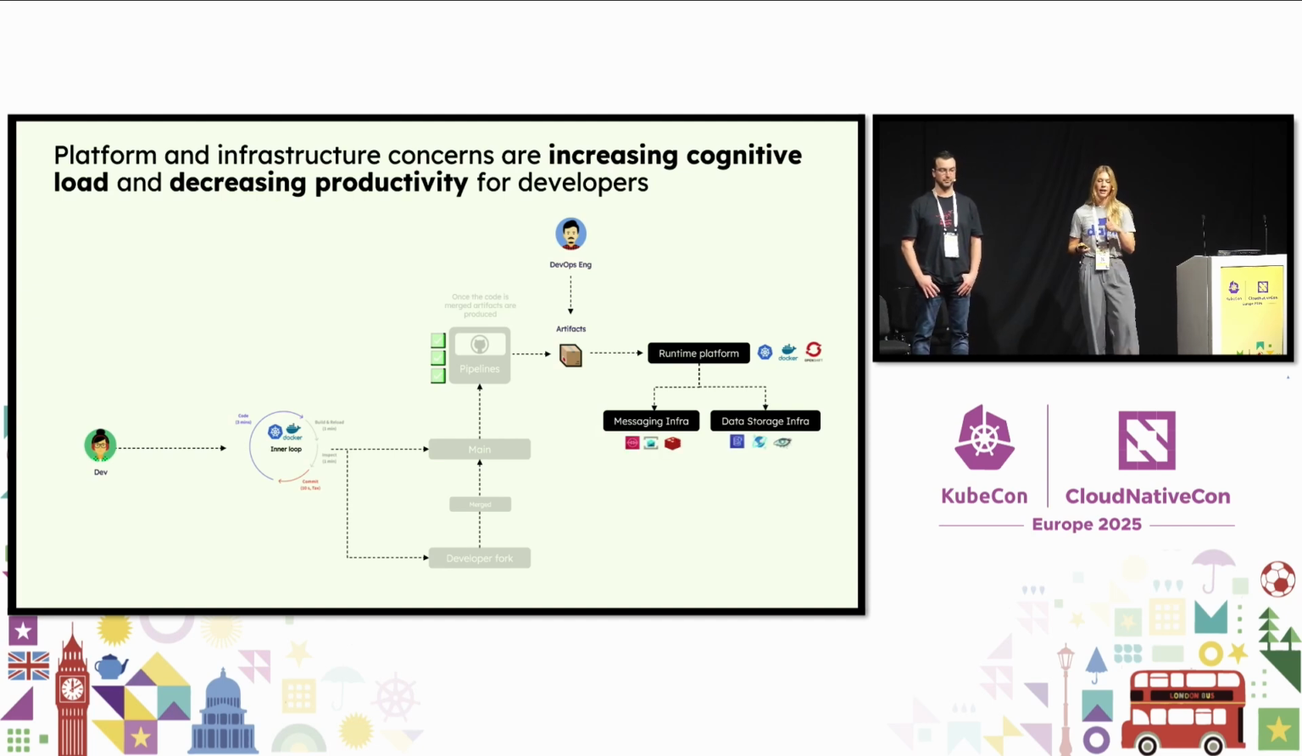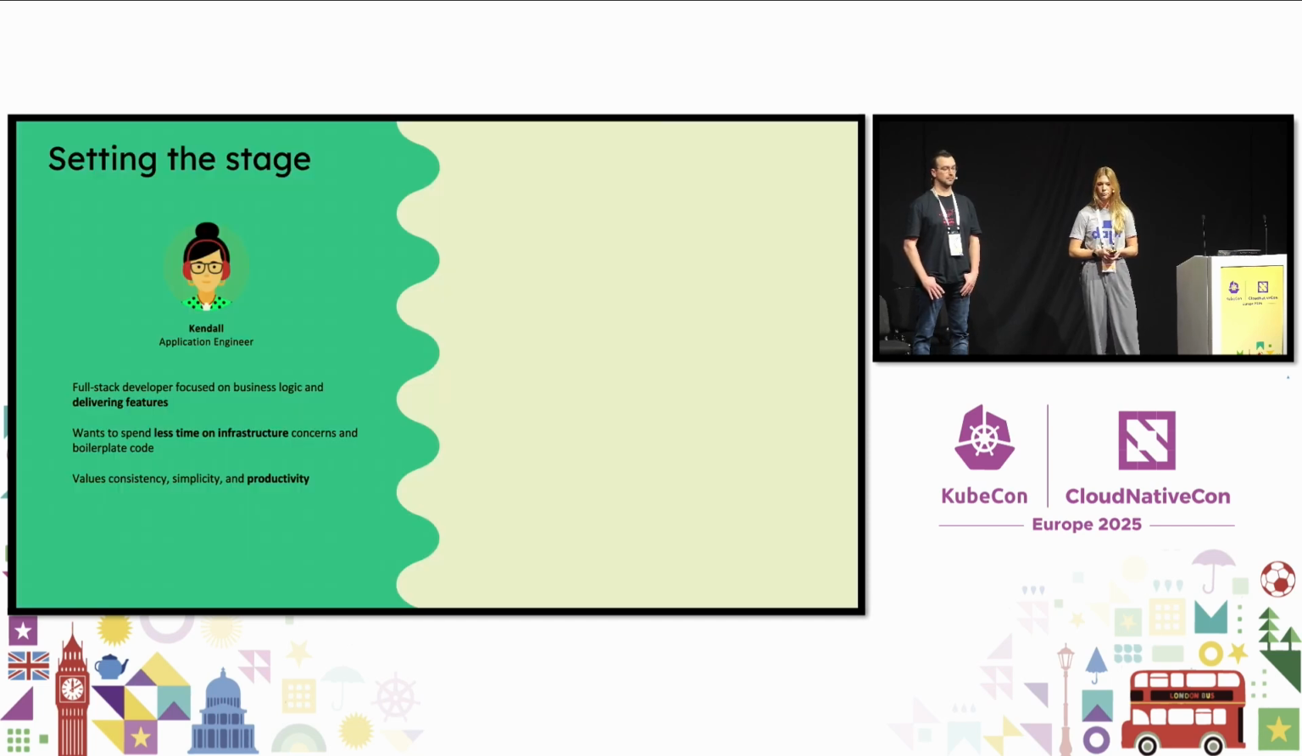Depending on what messaging infrastructure you're using, what databases you're using, where you're deploying your applications, typically that's going to end up bleeding into your developers' inner loop and slowing down their productivity.